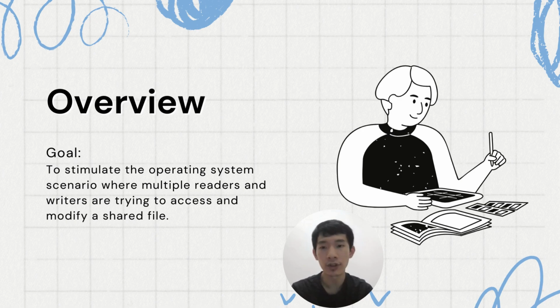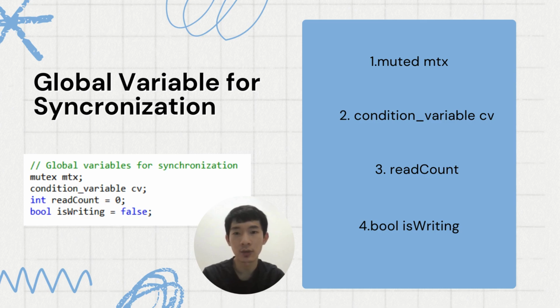The goal of our project, as I mentioned before, is to simulate the operating system scenario where readers or writers try to access or modify files without many conflicts. This means that when a reader is reading, we need to ensure there is no writer writing, and when a writer is writing, there is no reader reading, to avoid confusion and data inconsistency.